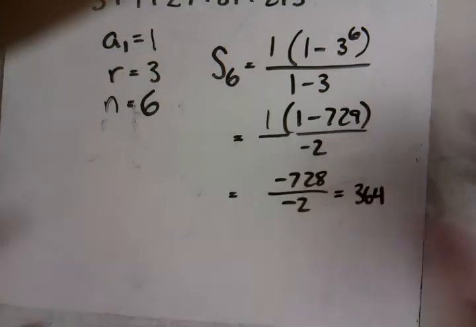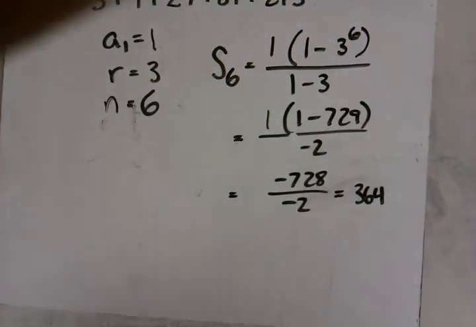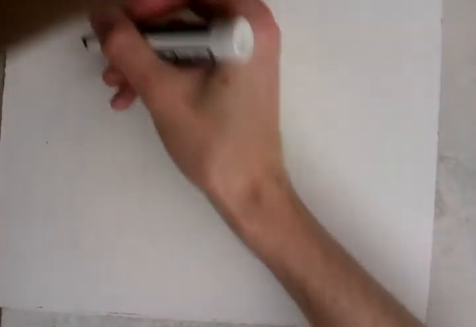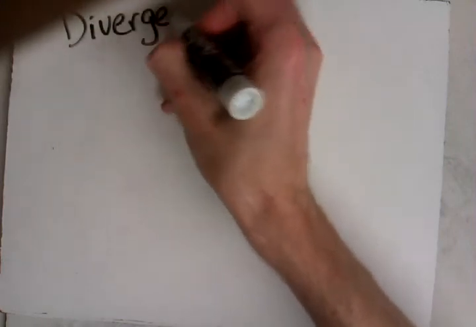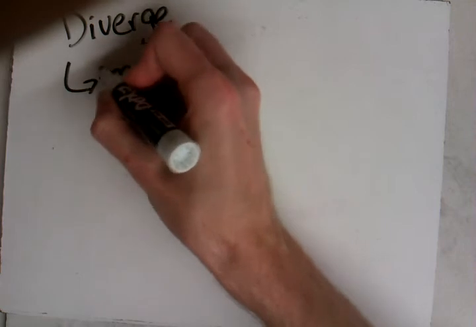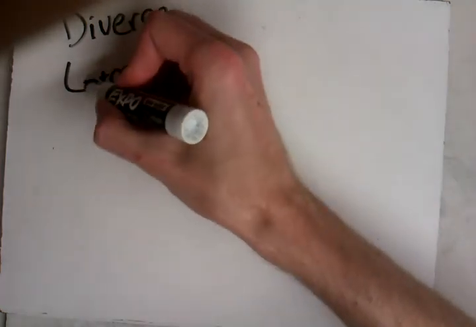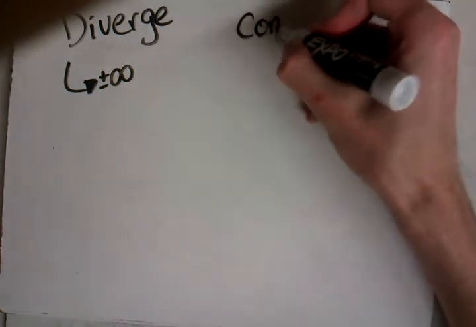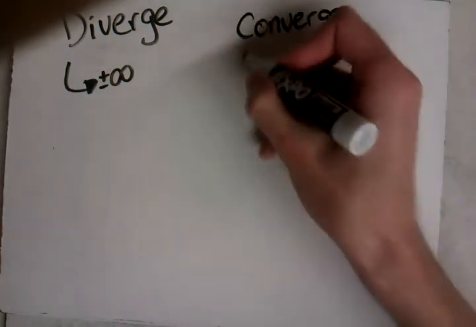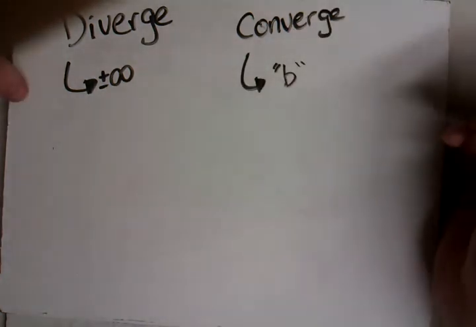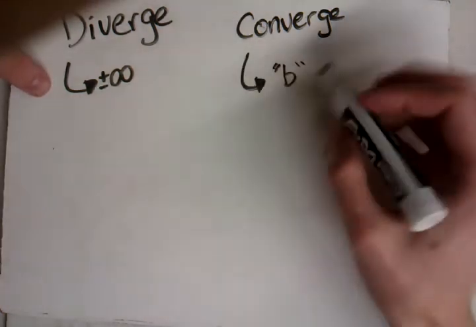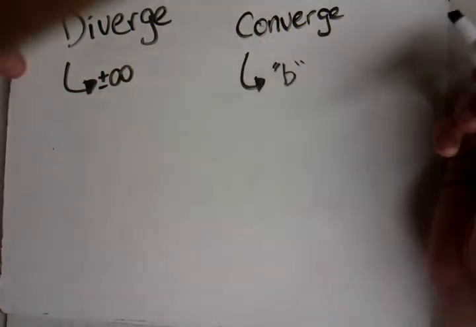Another thing that's pretty cool with this formula is, let's say that our series doesn't stop. Well, then we have two situations. Either our series is going to diverge, meaning it's going to go off to either positive or negative infinity, or it's going to converge, meaning that it will go off to some value, we'll call it b. So either it approaches positive or negative infinity, or it converges to be a specific value.